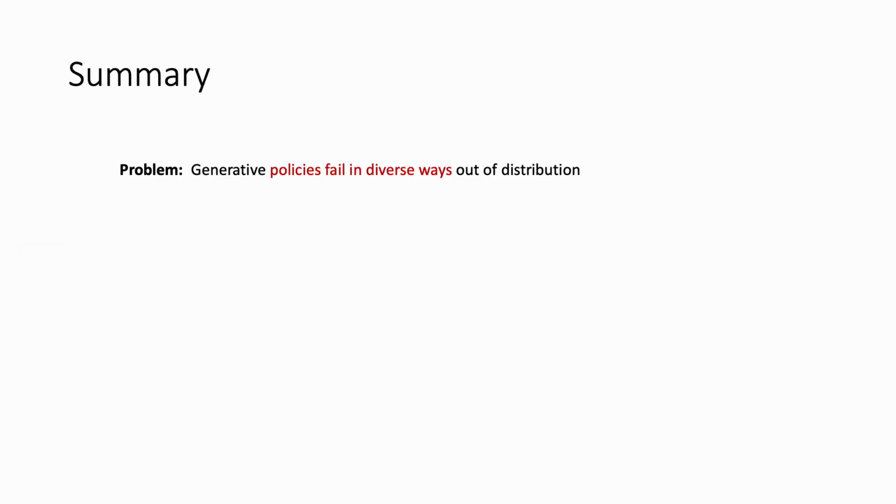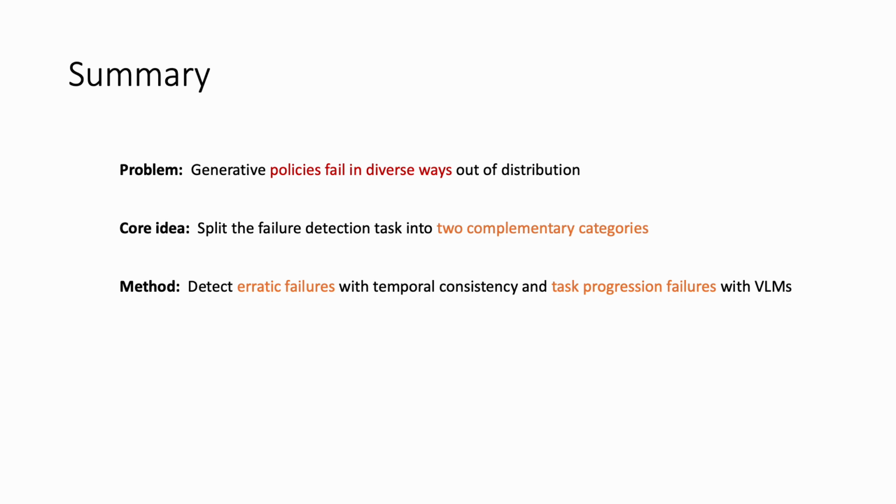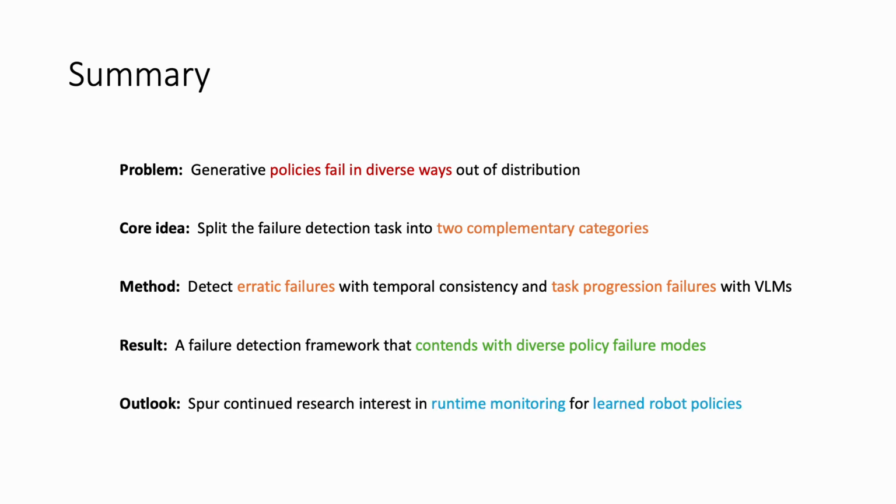To summarize, we study the problem of failure detection for generative policies, which fail in diverse ways beyond the training distribution. Our core idea is to split the failure detection task into 2 complementary failure categories. The first category, erratic failures, are detected with a new temporal consistency approach. The second category, task progression failures, are detected with vision language models. Combining these 2 detectors results in a framework that can contend with diverse policy failure modes. We hope to spur continued research interest in runtime monitoring for learned robot policies.